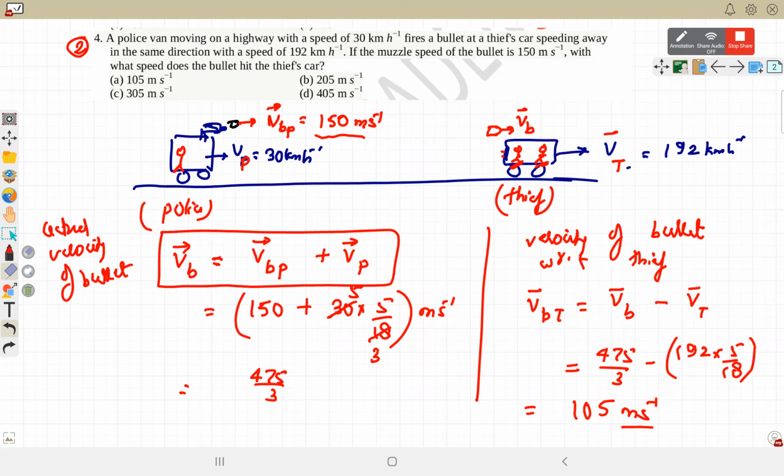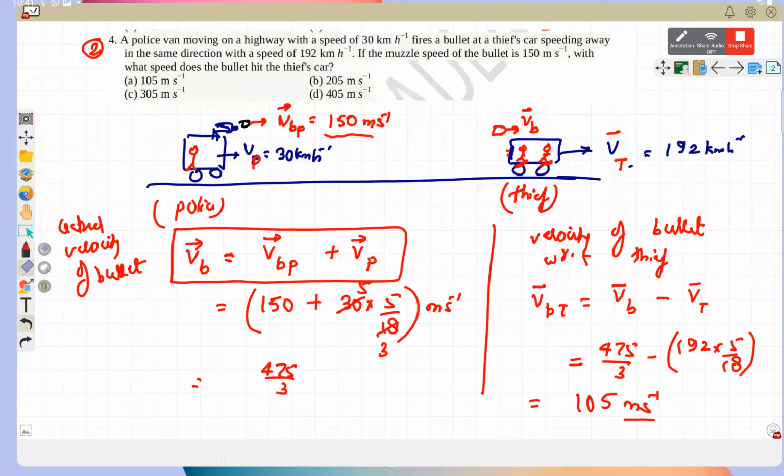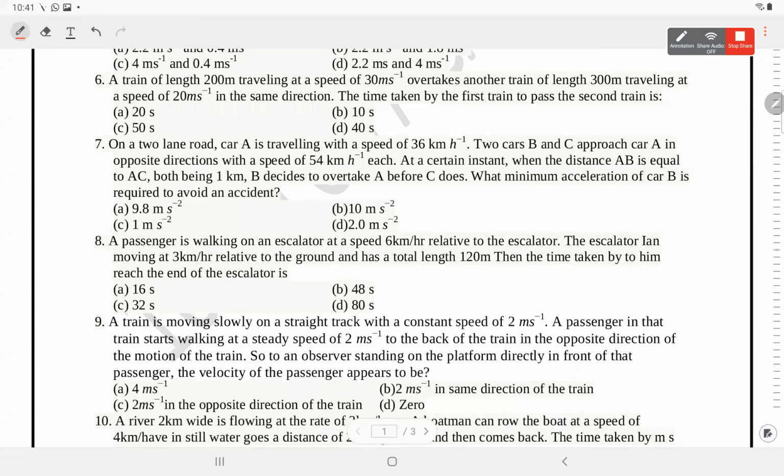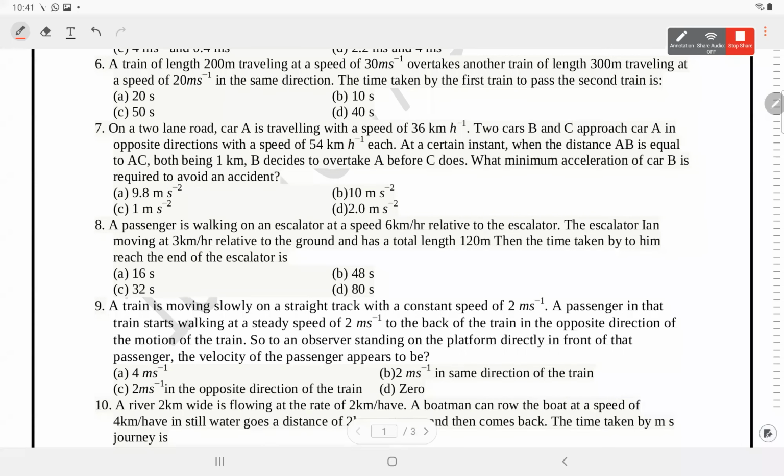Okay, sir. Okay. Next question. Most of the chasing questions we have to do. Question number 7. Yeah, this is an NCERT question, but it's a good question. It has been asked in exams also. 7. On a 2-lane road, car A is traveling this way at 36 km per hour.